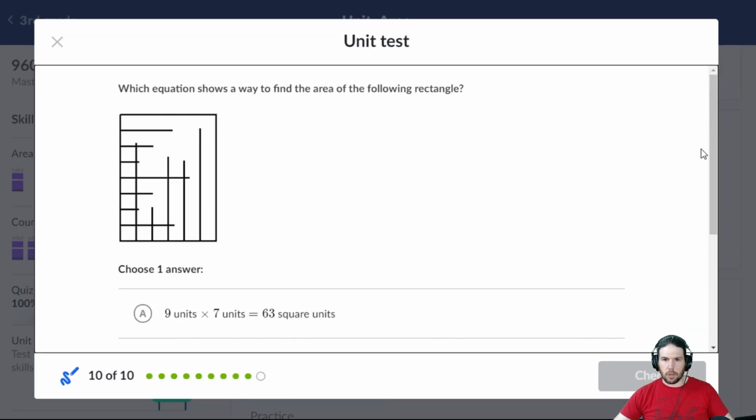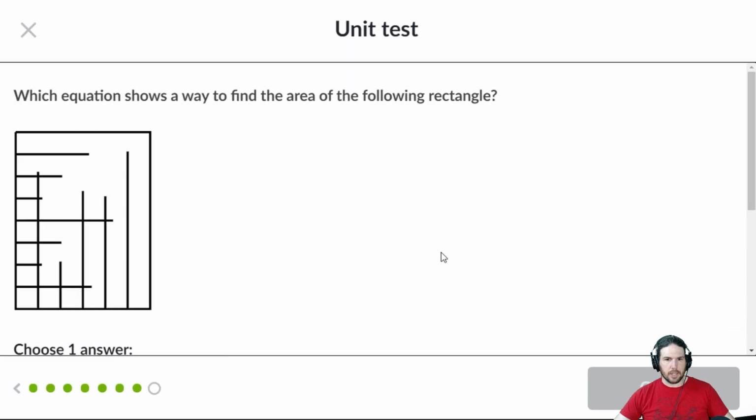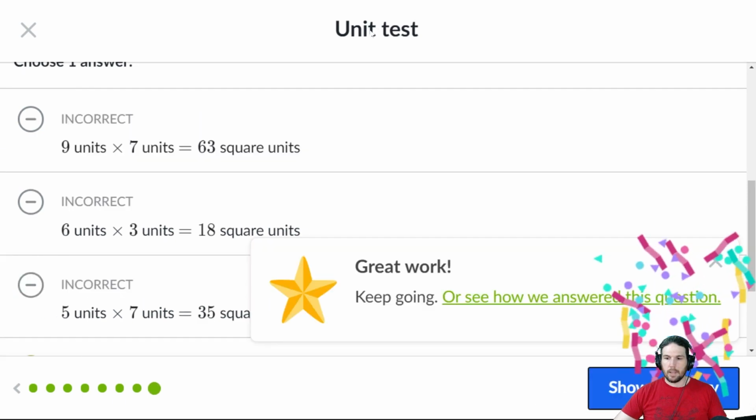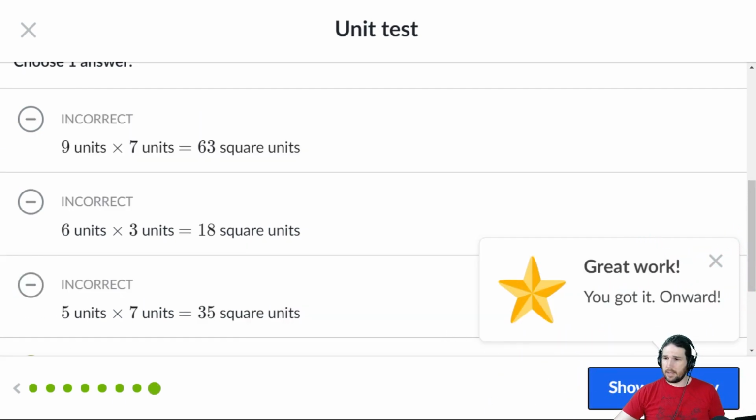Which equation shows a way to find the area of the following rectangle? And I'm just going to zoom in and let you come up with your own answer, and then I'll scroll down and find the answer. Well, that looks like 6 times 8 to me. And that's the unit test.